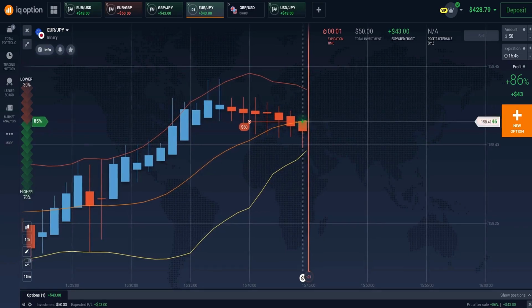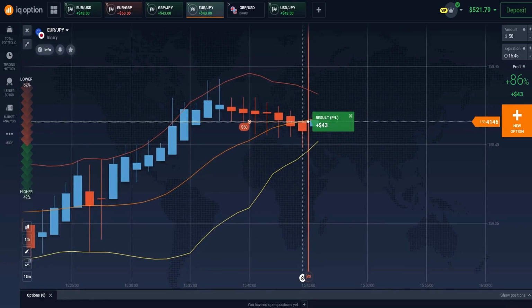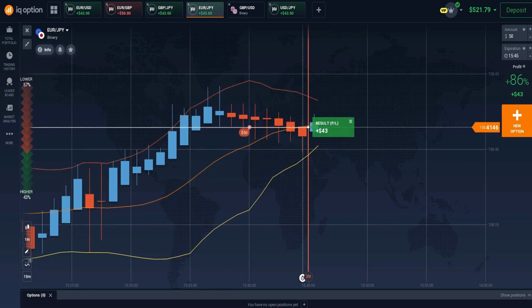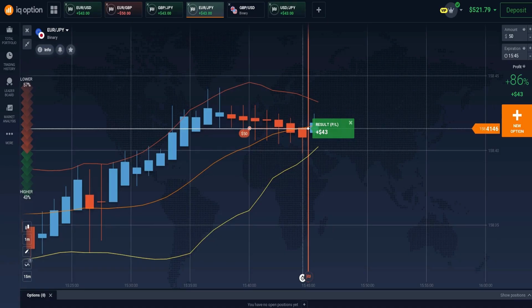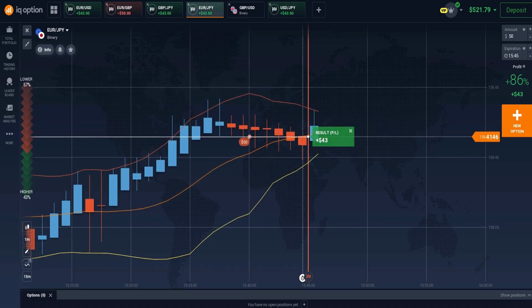Fingers crossed, we won this trade. This shows exactly how powerful this Heikin Ashi and Bollinger Band strategy can be when used correctly. But remember, traders, no strategy wins 100% of the time. That's why backtesting, demo practice, and solid money management are so important.